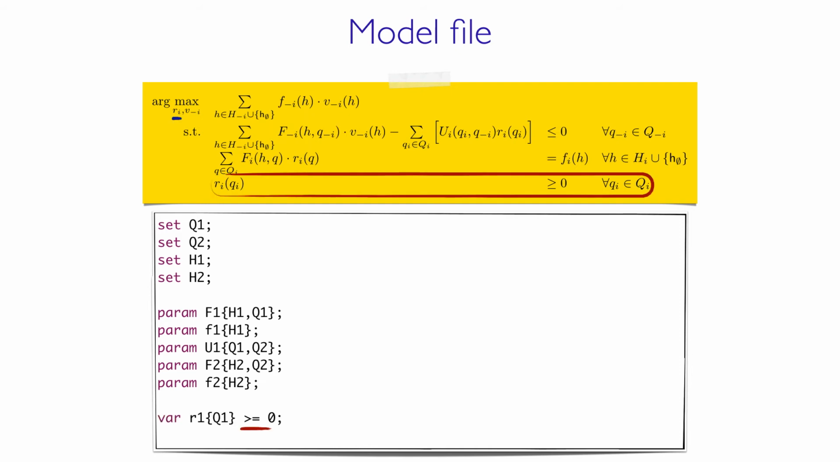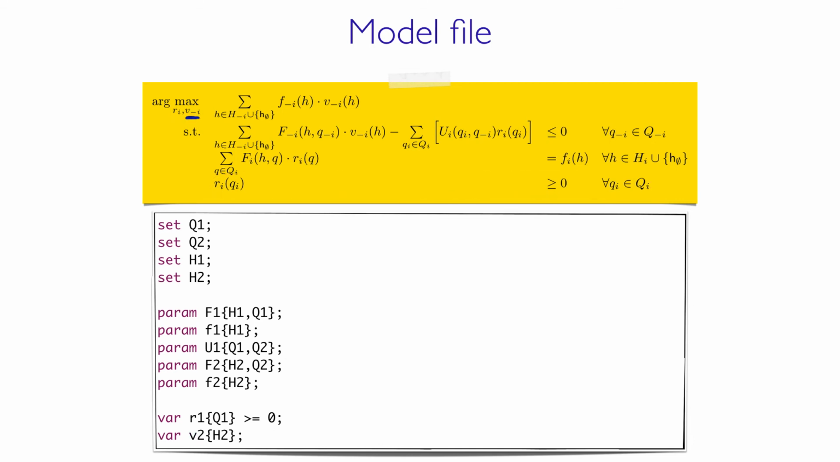Now let us switch to variables. There is the realization plan of player I that we call R1, which has an element for each sequence of player I, that is, it is indexed by Q1. Note that these variables are subject to non-negativity constraints.